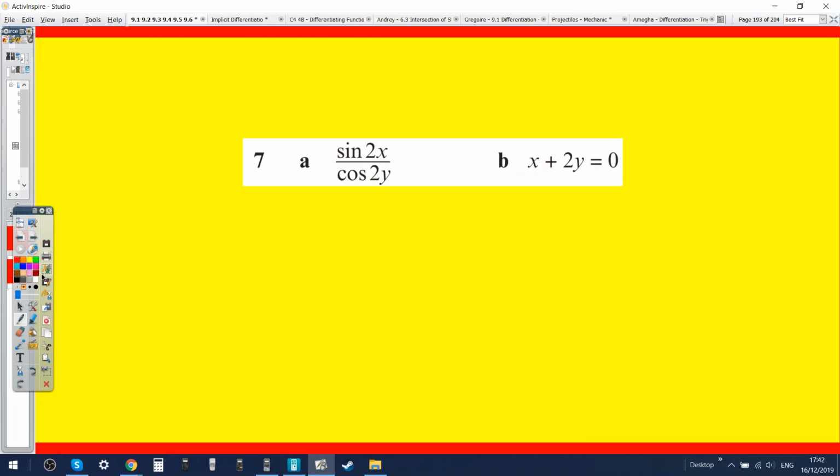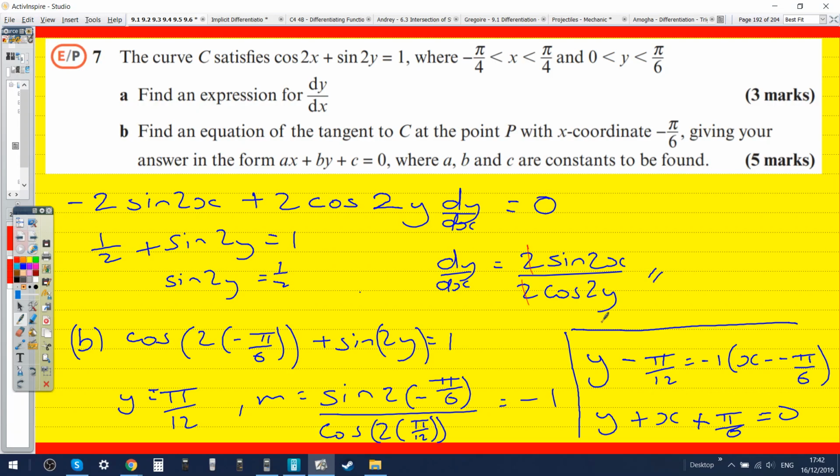I don't know. They say x plus 2y. So you shouldn't have a pi over 6. They're saying x plus 2y equals 0. Why is that? Where did 2y come from as well? Let's see. We said y was pi over 12. What? Y is pi over 12? Yeah.